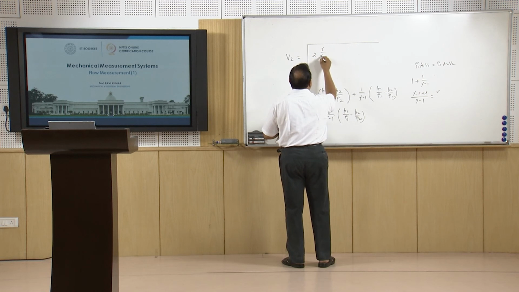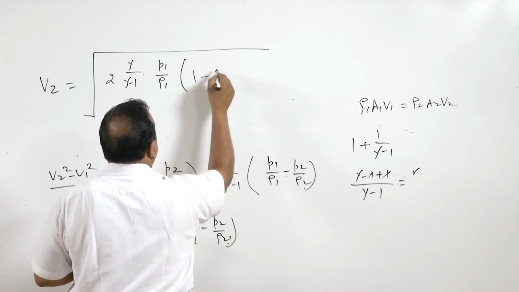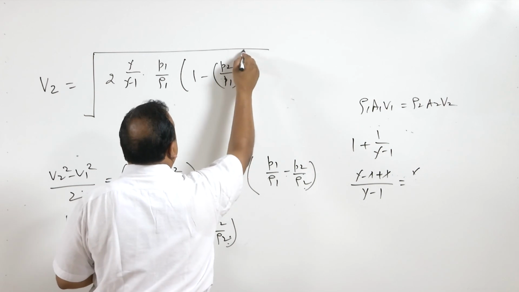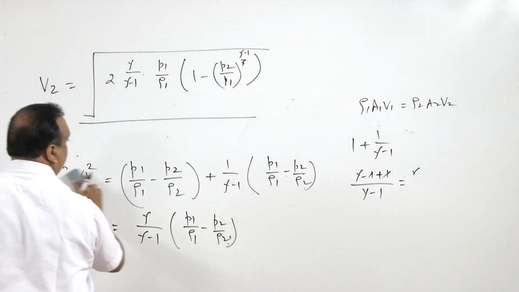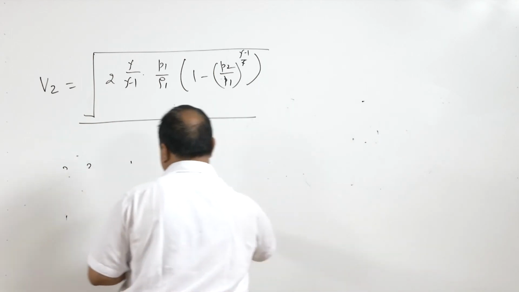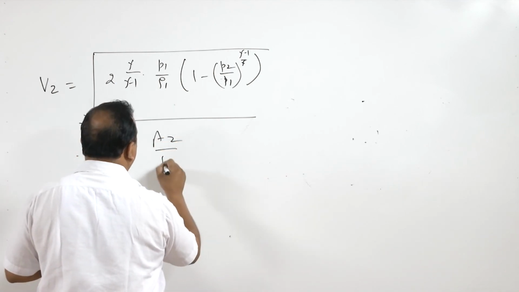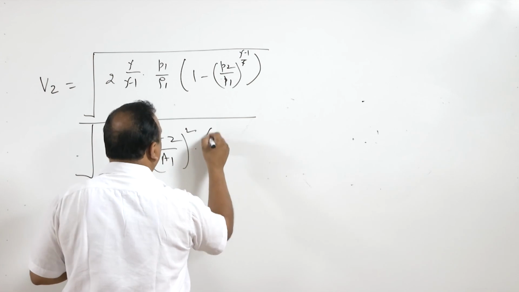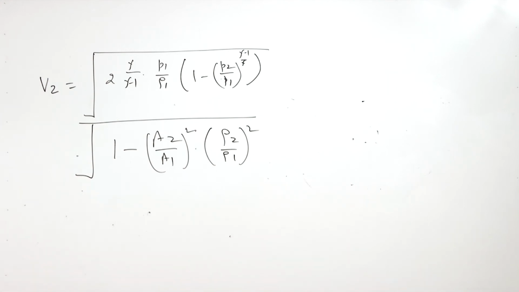2 gamma over gamma minus 1 multiplied by P1 by rho 1, (1 minus (P2 by P1) raised to power gamma minus 1 over gamma), divided by under root of 1 minus (A2 by A1) whole square multiplied by (rho 2 by rho 1) whole square. Right? So there is going to be an alteration in the expression of V2 when we take compressibility of the working fluid into account.